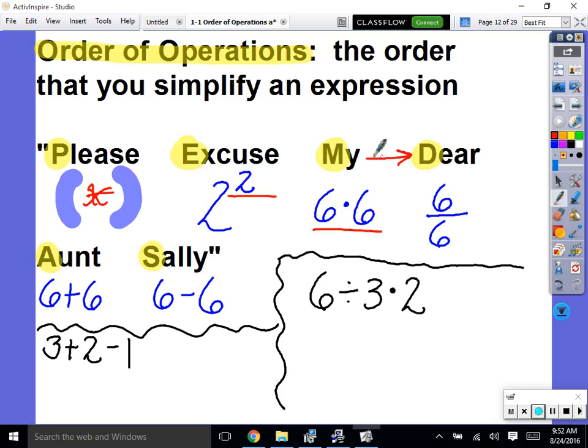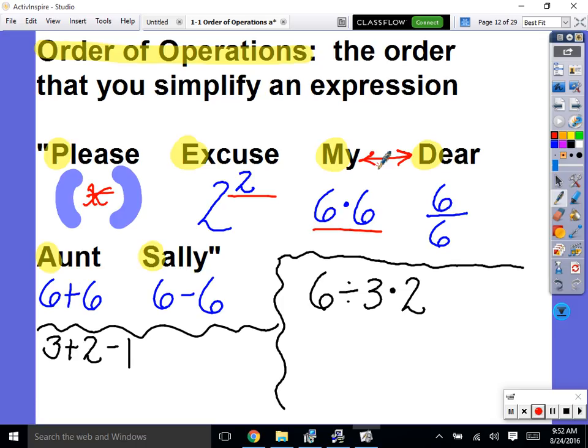Now understand, multiplication and division go hand in hand. You can divide first and then multiply, or you can multiply first and divide. They actually don't go in any certain order. Because look, everybody look so it makes sense. What's 6 divided by 3 if we went in the order of division first? 6 divided by 3 is 2. Then we're going to multiply, 2 times 2 is 4, right?